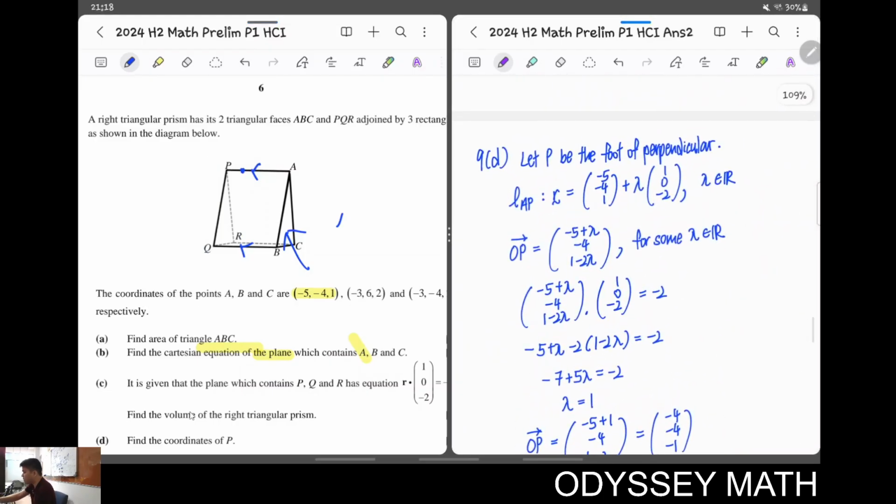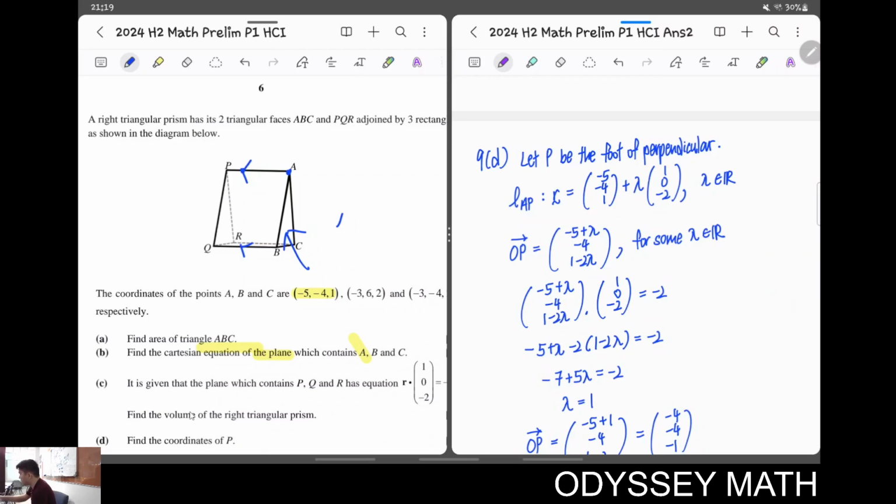We let P be the foot of the perpendicular from A. You look at it the other way. Then the line AP will be this equation with position vector A plus lambda times the direction vector, the normal vector perpendicular to the plane containing PQR. Follow? For lambda a real number. Then that means that point P has to be (-5 + lambda, -4, 1 - 2 lambda), for some lambda, a member of real numbers.